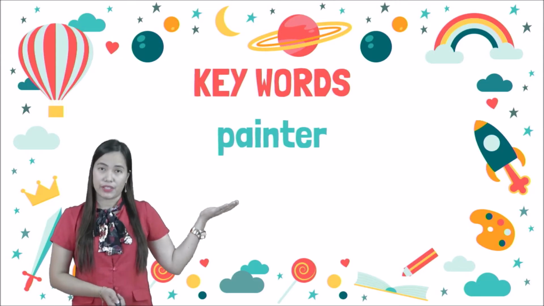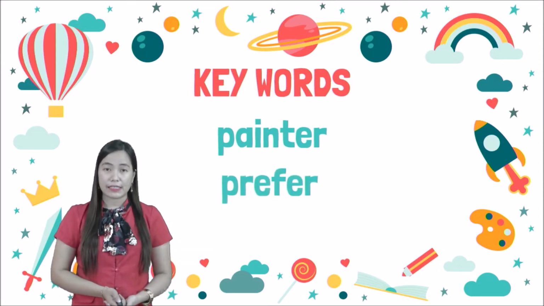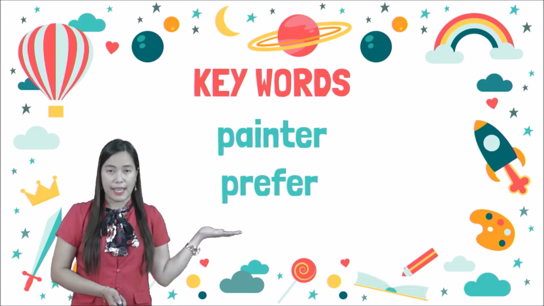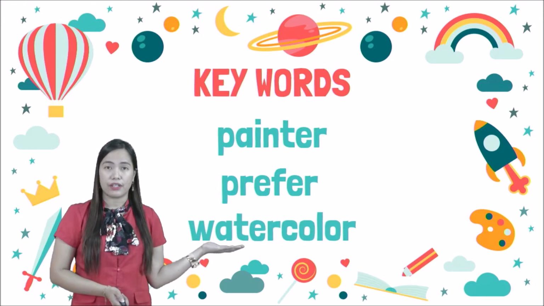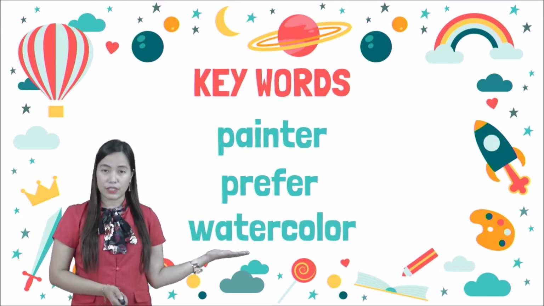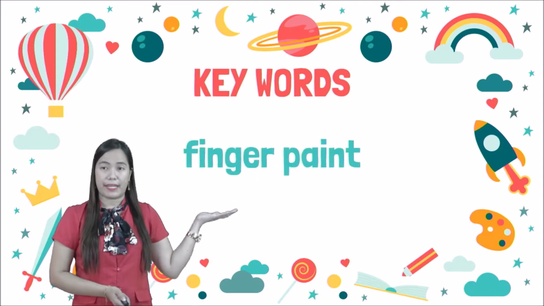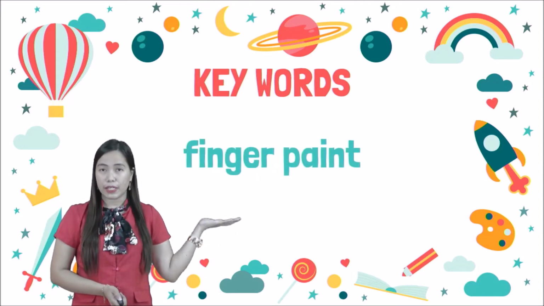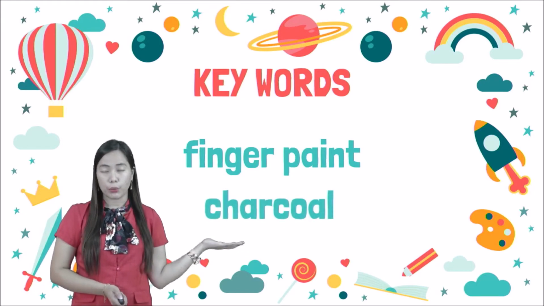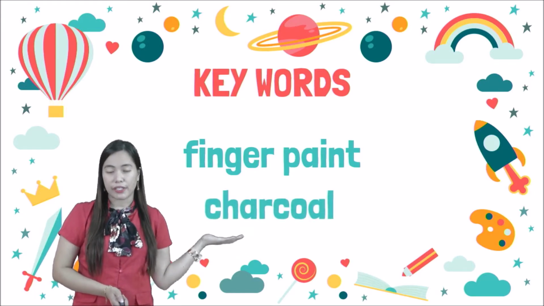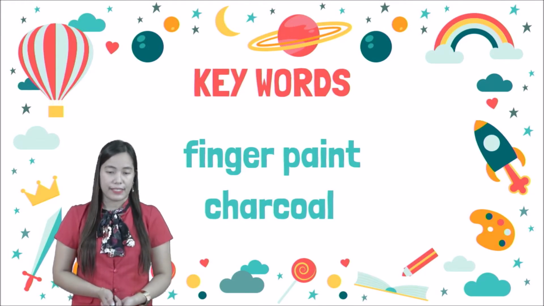Okay, next one. Painter. Can you repeat? Painter. Okay, next, prefer. Again, prefer. Then, watercolor. Again, watercolor. Okay, next, finger paint. Again, finger paint. And the last keyword is charcoal. Again, charcoal. Okay, let's discuss them one by one, or let us define them.